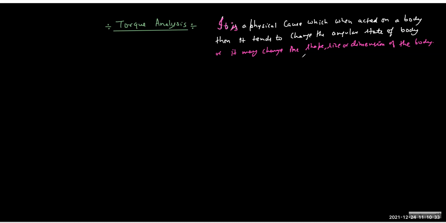So it is a physical cause which, when acted on a body, tends to change the angular state of the body, or it may change the shape, size, or dimension of the body. So that's the definition of torque. Okay, so you may call it, in very layman's language, a twisting effect of a force, the turning effect of a force. You can say all this. So for your easiness, it is the turning or twisting.